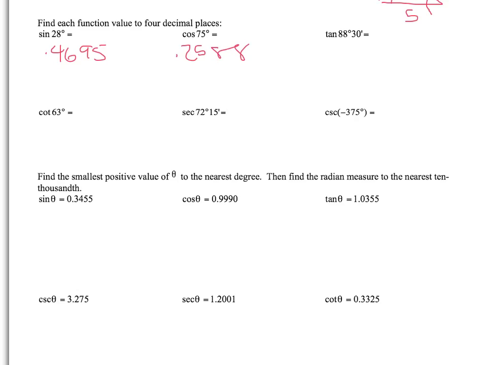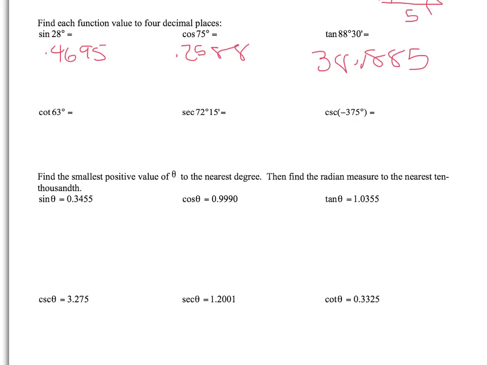For the next one, you're going to type tan 88. Now, to get that degree symbol, what you're going to do is second apps, number 1. And then you're going to type 30, and then second apps, number 2. And you end up getting 38.1885.